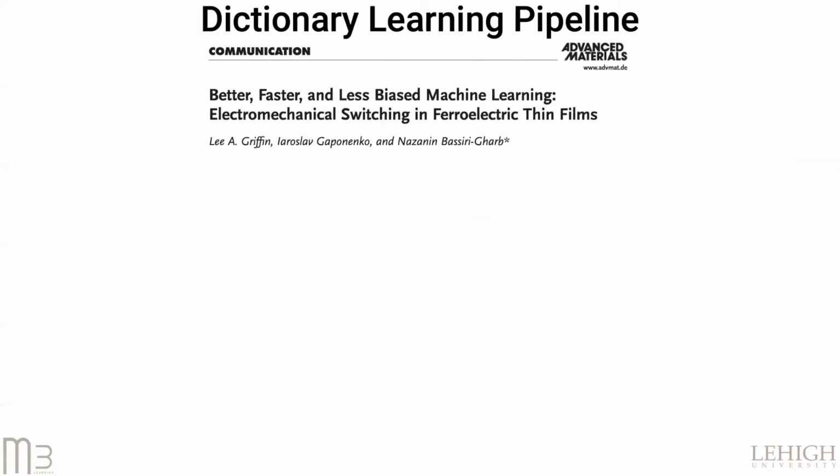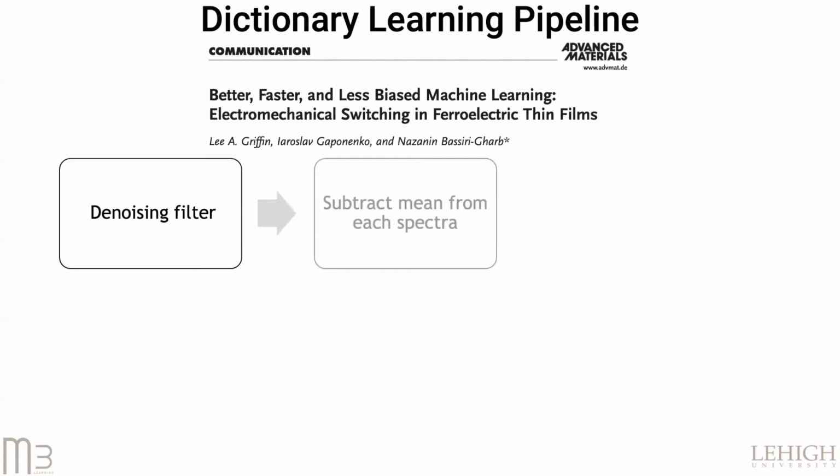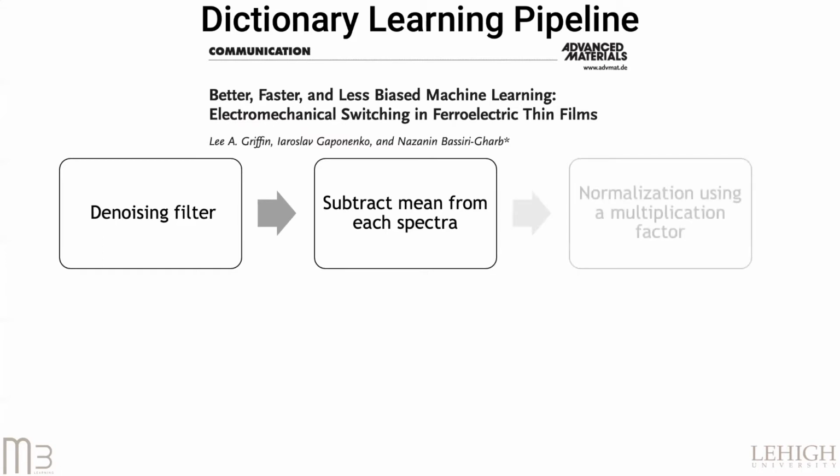So let's talk about this first technique that claims to be better, faster, and less biased. In this approach, they used a technique called dictionary learning. The process starts with first applying a denoising filter. Then they subtract the mean from each spectra, because dictionary learning struggles with large changes or variances in the mean.